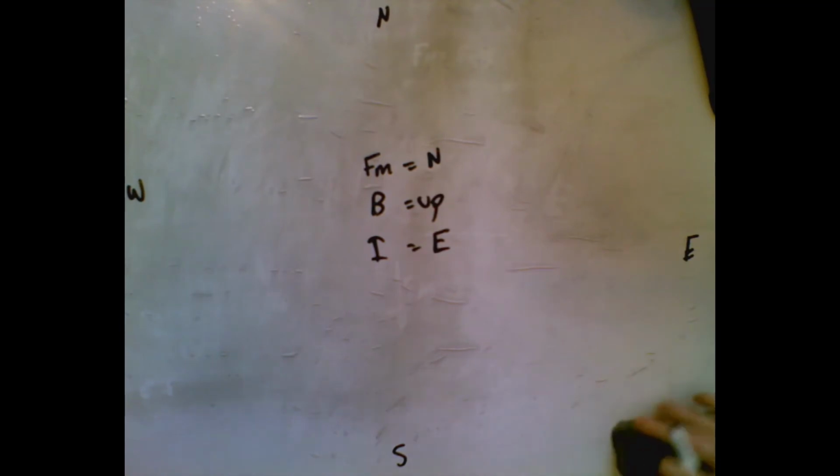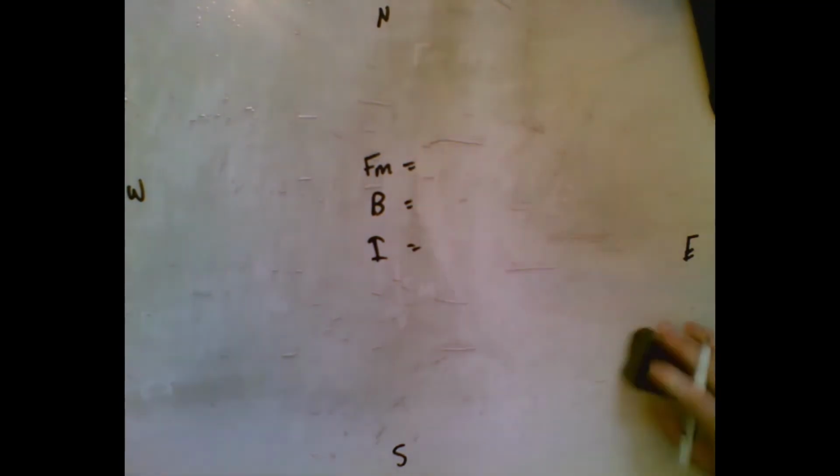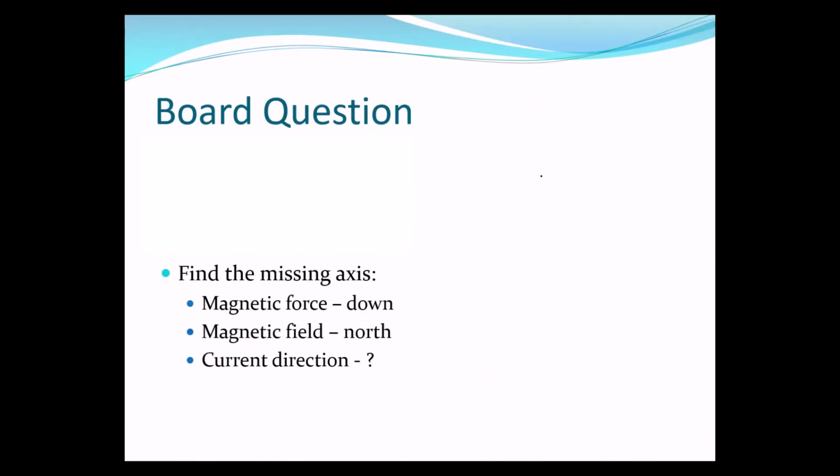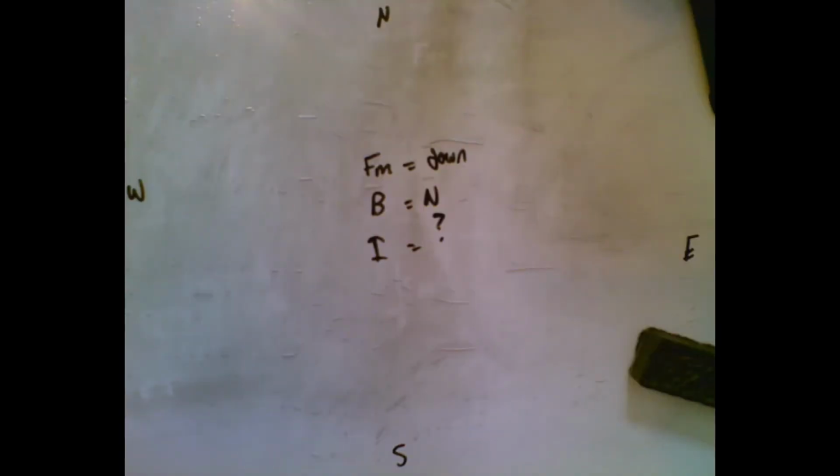Okay, so let's try another one. So our next one is find the missing axis. Our magnetic force is down, our magnetic field is north, and we want to find our current direction. So let's try this. Okay. So we can't start with the current. I usually like to start with the current, but we can't because we don't know it in this one.